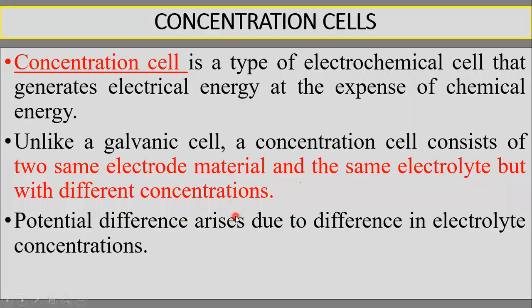Now, let's see the definition for concentration cell. A concentration cell is a type of electrochemical cell that generates electrical energy at the expense of chemical energy. But it differs from the galvanic cell. A concentration cell consists of two same electrode materials and the same electrolyte, but with different concentrations. Now, how does that potential arise then? The potential arises due to the difference in electrolyte concentration.